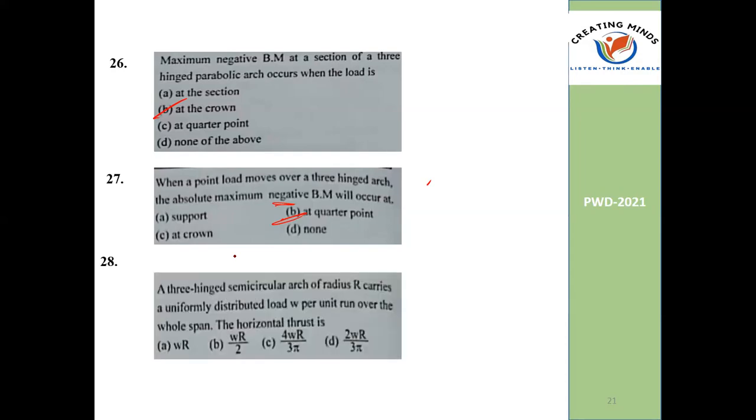Yes, three-hinged semicircular arch. See, that's why I told you that you may get semicircular, you may get parabolic. So the three-hinged arch is not purely a parabolic one. Yes, which one is the answer? It's also a standard question. Yes, WR by 2. You have to remember this. WR by 2.